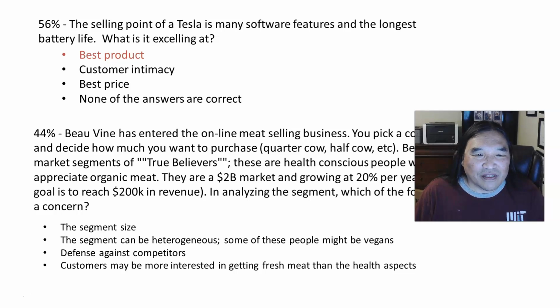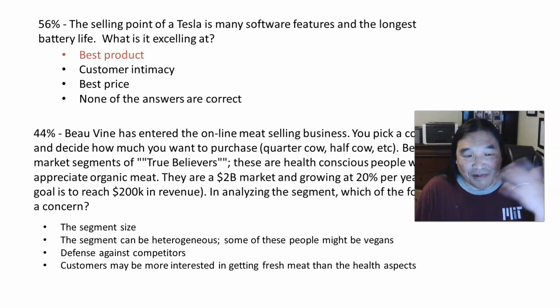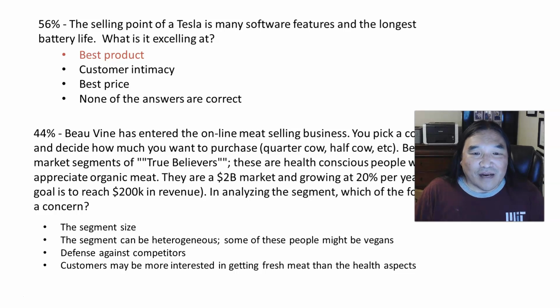Bo is picking market segments of true believers. These are health-conscious people who would appreciate organic meat. Okay, so one thing the question tells you is that the people are meat eaters. They are a $2 billion market and growing at 20% per year. Bo's goal is to reach $200,000 in revenue.